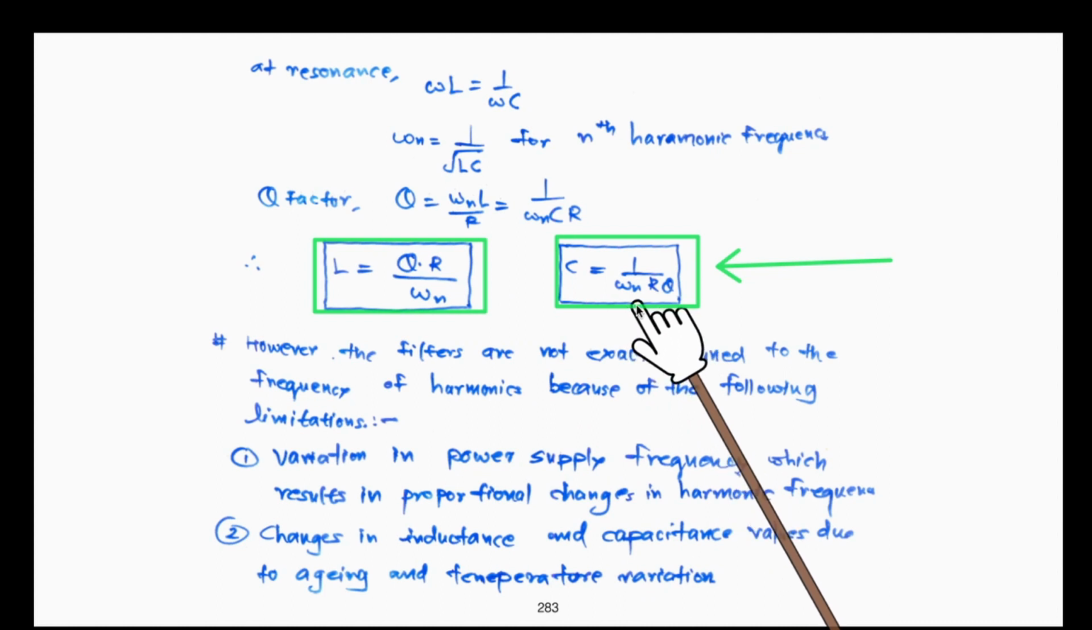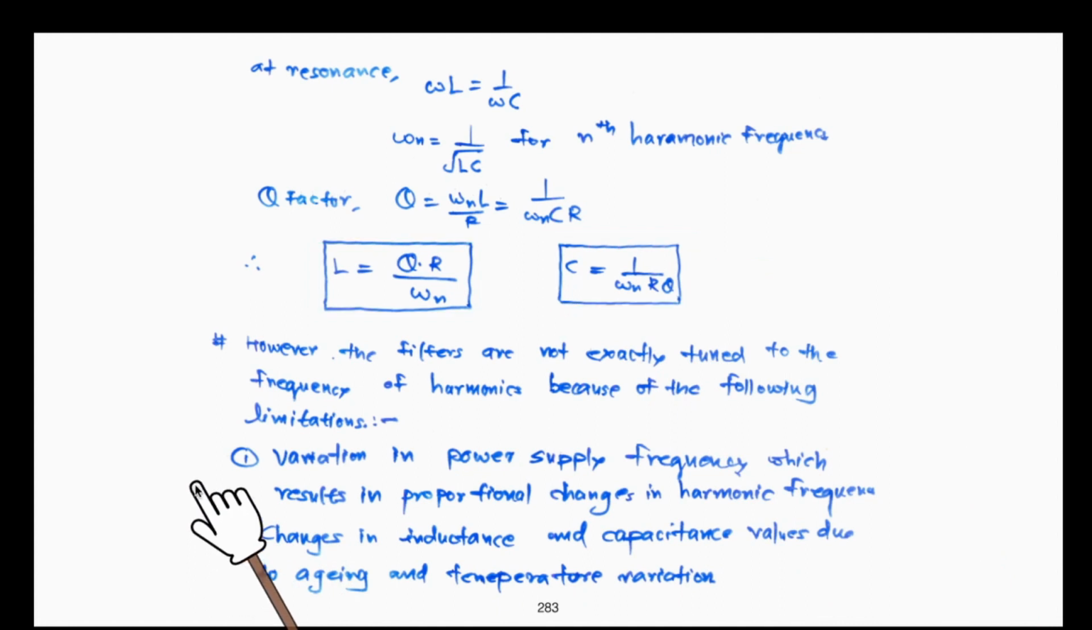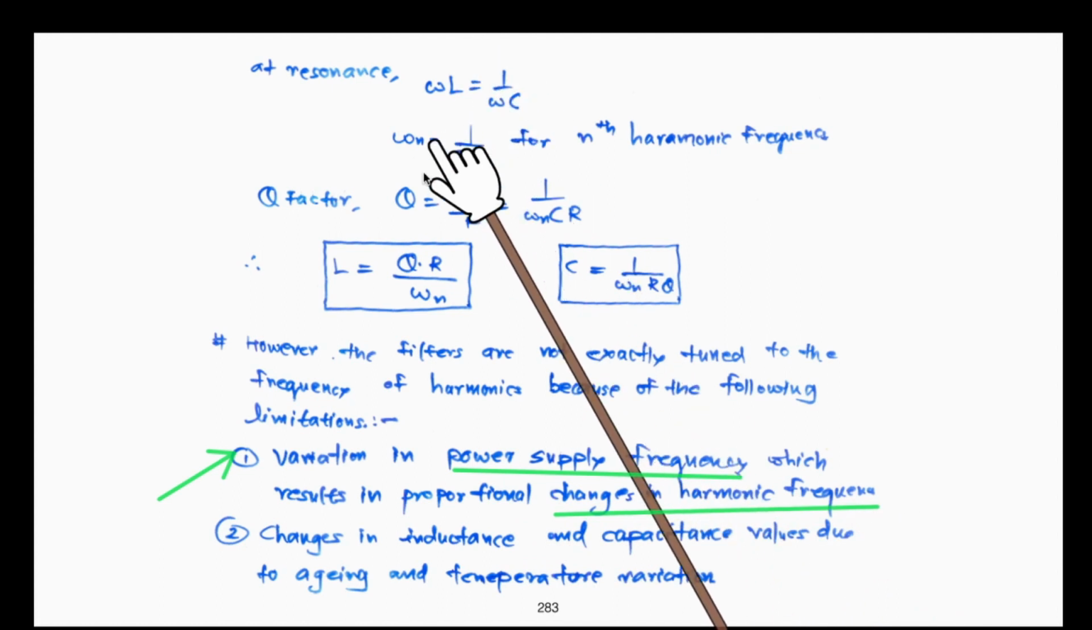So these variations must be accounted for. Let us observe the bottom first: a variation in the power supply frequency results in a proportional change in the harmonic frequency. The harmonic frequency will change, and consequently resonance cannot be struck. So the tuning will not be there.